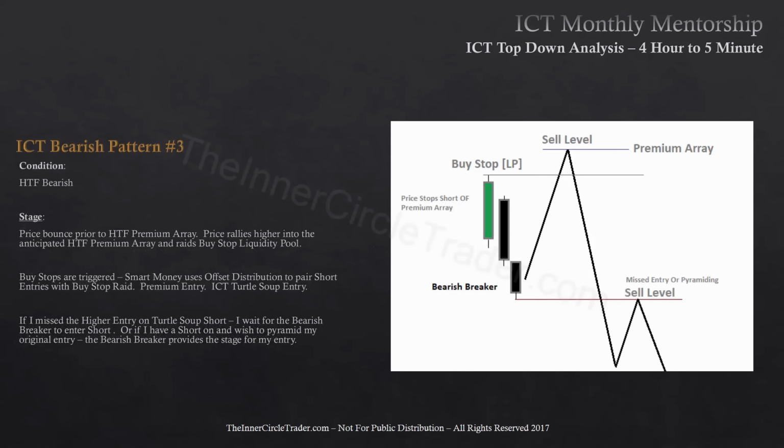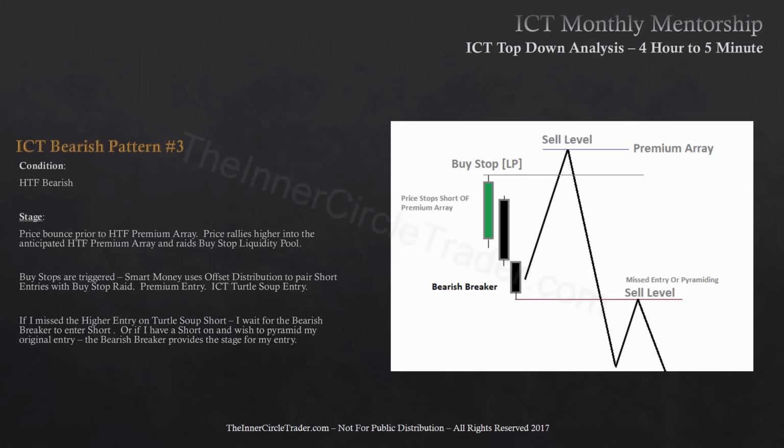Okay, ICT bearish pattern number 3. It's on the same idea that we were looking for the turtle soup, but we're going to say for argument's sake that I was not able to get positioned on that run above the buy stops. So that run above that short-term high, tripping out buy stops, reaching the premium array that we were anticipating price to trade up to, but it didn't do it on its first attempt. Then it finally trades up to it. That's where I want to sell. But let's play devil's advocate for a moment and say I couldn't get it on, and price trades down through the breaker.